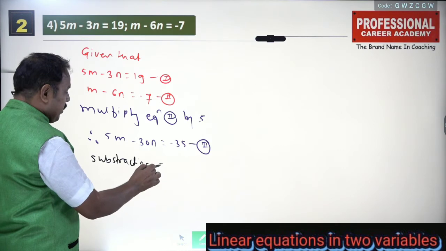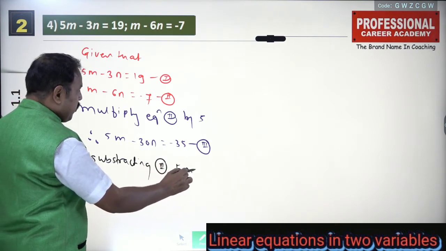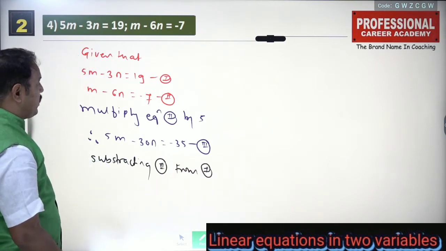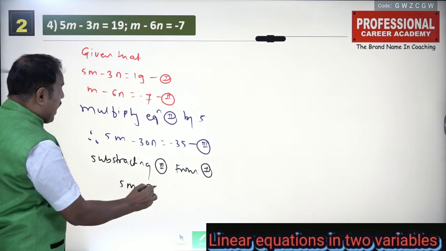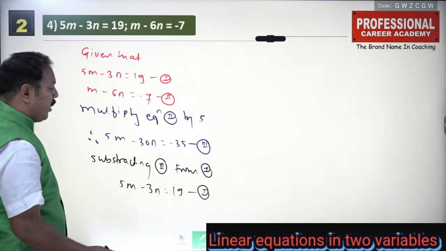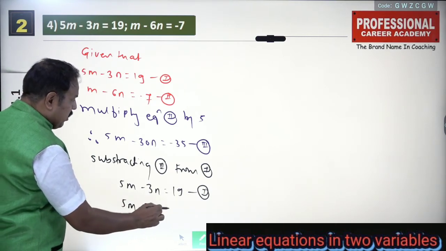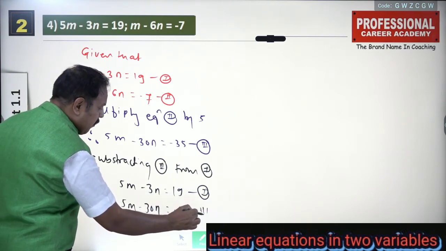Subtracting equation number 3 from equation number 1. Write what is 1? It is 5m minus 3n is equal to 19. That is equation 1. What is 3? It is 5m minus 30n is equal to minus 35. It is equation number 3.